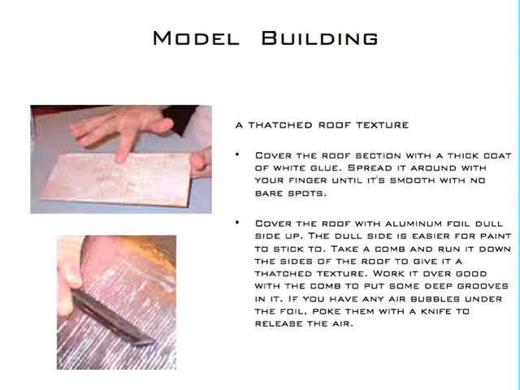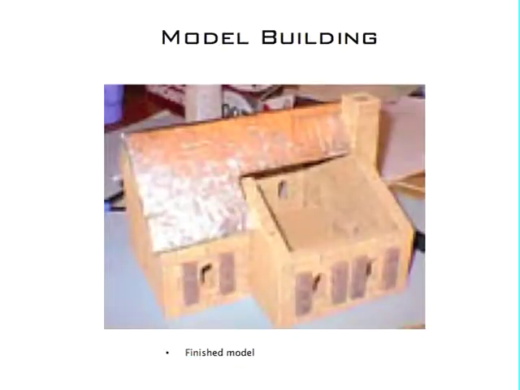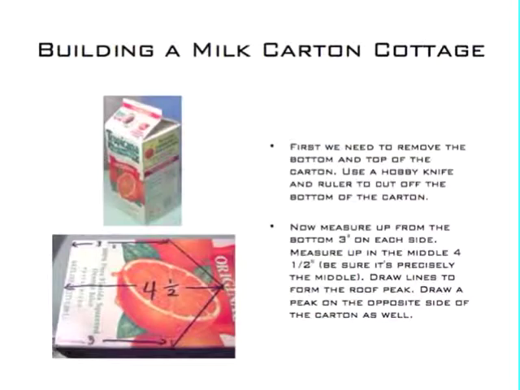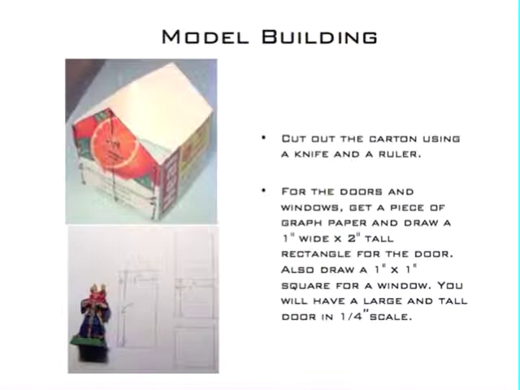In this case, the effect that the designer wanted was a thatch roof texture, and this was obtained with aluminum foil glued on top of cardboard and then combed with a regular comb. This is the finished look. In this case, first the building was measured on top of the cartoon, then it was cut. And remember, you need to have the size of your individual person in quarter-inch scale.